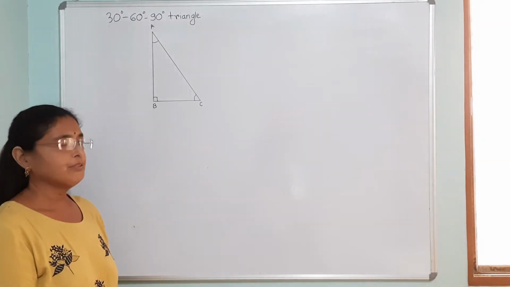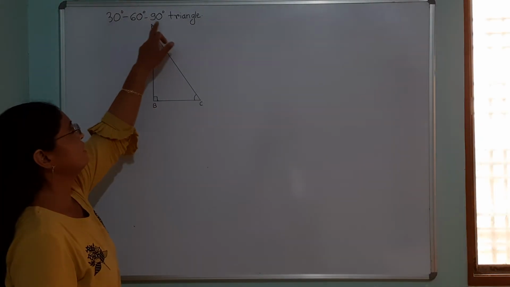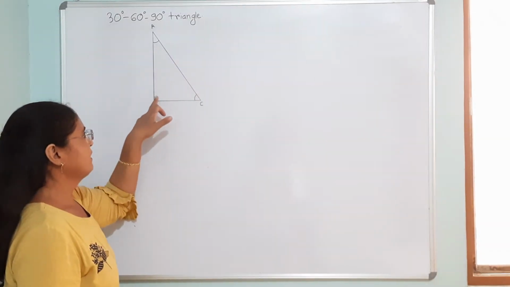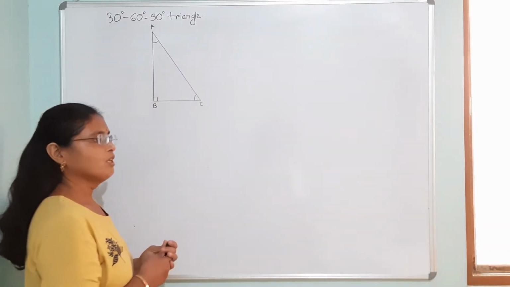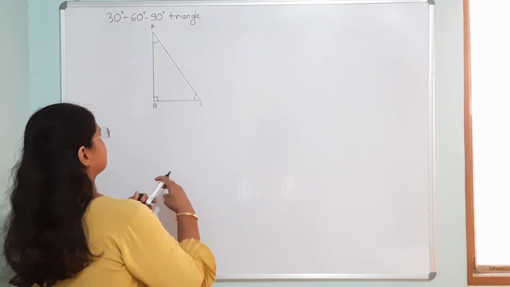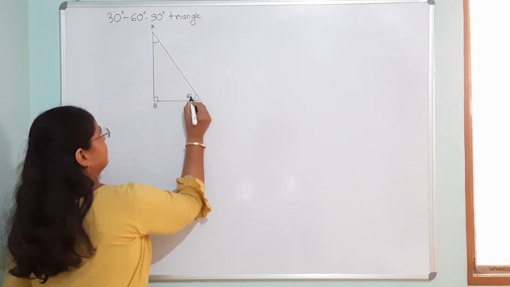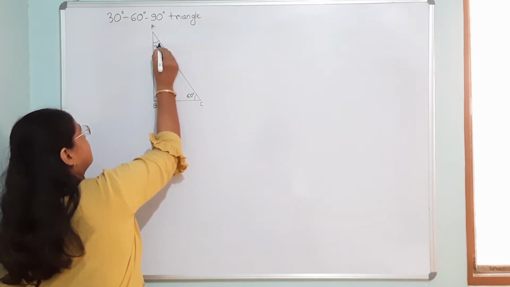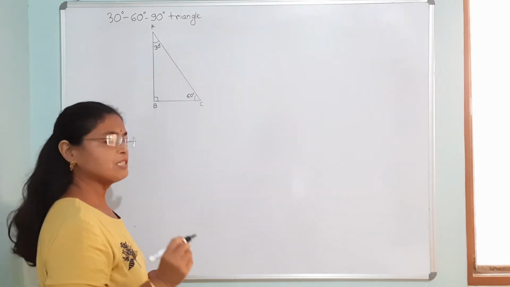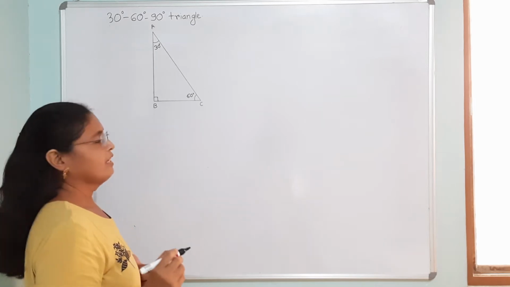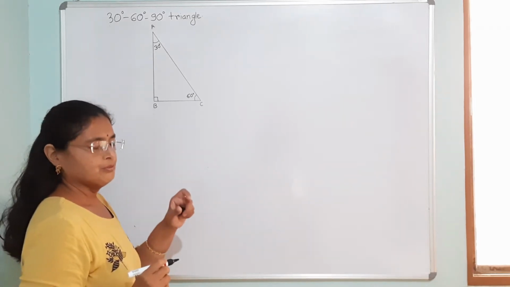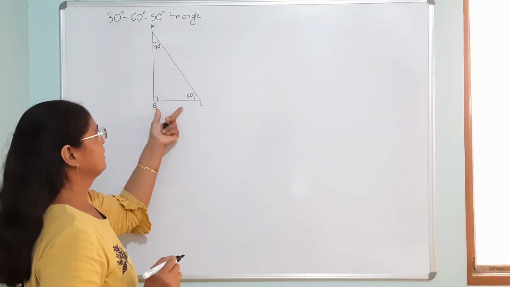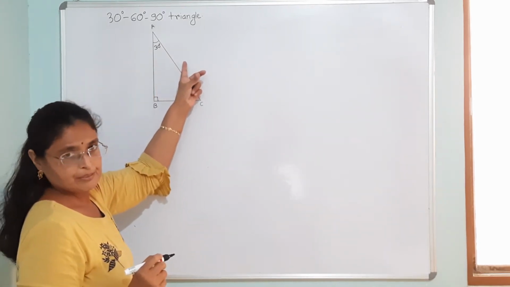Today we are going to learn about the 30, 60, 90 degree triangle. In a right angle triangle, when one of the angles is 60 degrees and another is 30 degrees, then this triangle has a special significance. That means we should know about the lengths of these sides according to the hypotenuse.